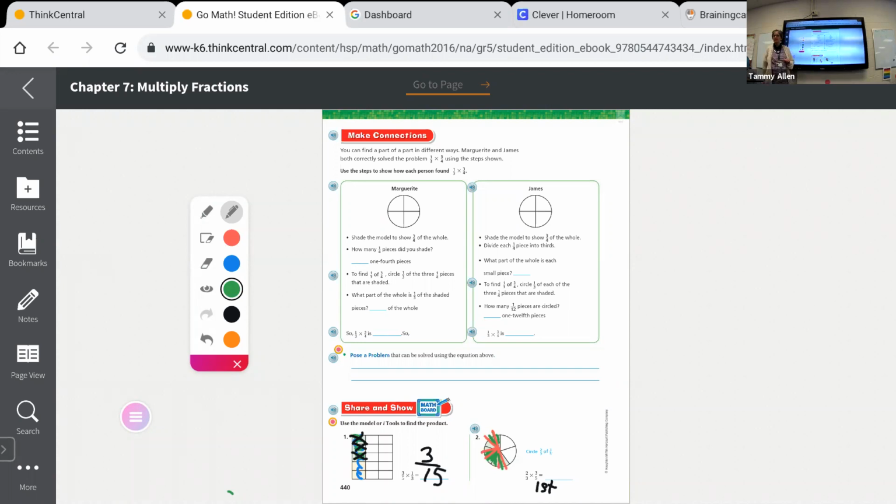How many pieces are filled in? How many pieces are double colored? 3. How many pieces are double colored here? 2. How many are double colored here? How many here? For a total of 6.